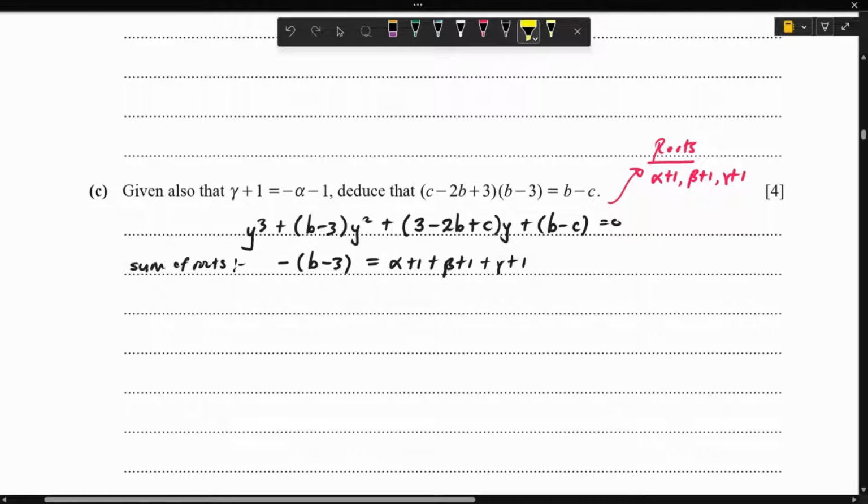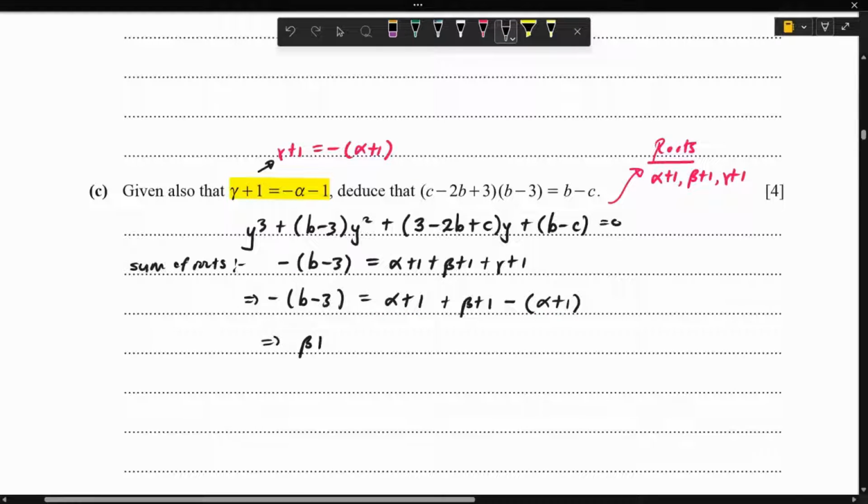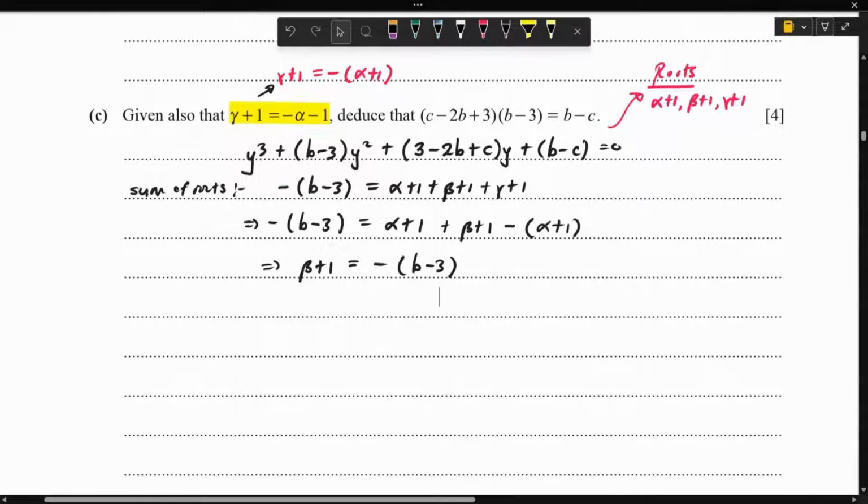Now, we have been given that gamma plus 1 is minus alpha minus 1, which is the same as gamma plus 1 is equal to minus of alpha plus 1. So, with what we have, we can say minus of b minus 3 is equal to alpha plus 1 plus beta plus 1 plus gamma plus 1. But for gamma plus 1, we can use minus of alpha plus 1. So these two will add up together and give us 0. So we are left with beta plus 1 is equal to minus of b minus 3. So that's what we have in right there.